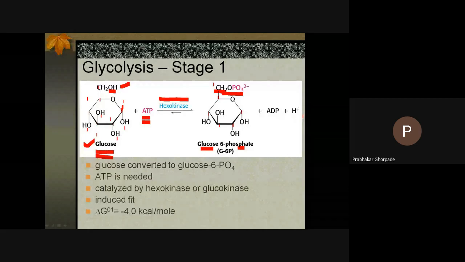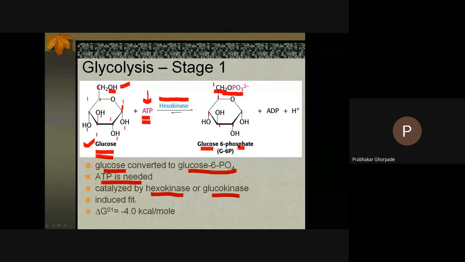So basically the purpose of glycolysis is that we want some energy in the form of ATP. But if you observe here, we are investing some energy. Glycolysis needs some investment of energy in the form of ATP before it proceeds further to produce energy in the downstream process. So in stage 1 of glycolysis, glucose is getting converted into glucose 6-phosphate. Here ATP is needed, and this reaction is catalyzed by hexokinase or glucokinase.